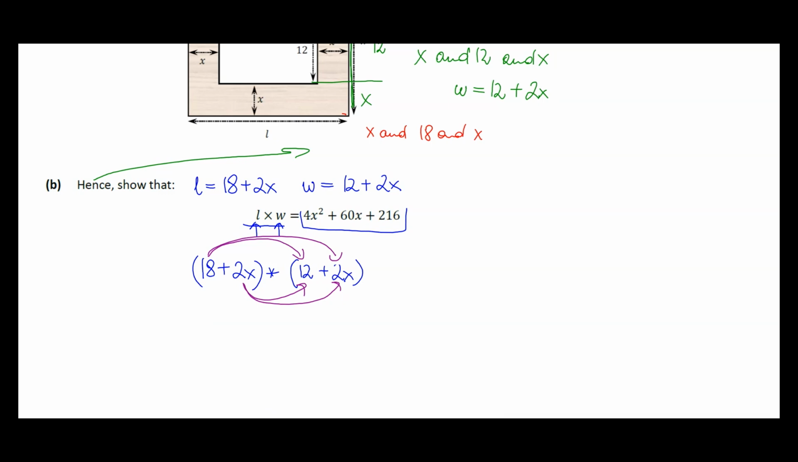Did I say the correct thing? Yes. 18 multiplied by 12 is 216. Then 18 multiplied by 2x, again in the calculator, gives us 36x. And let's not forget about x. Then 2x multiplied by 12. So we multiply 2 by 12, and again in our calculator, that's 24x.